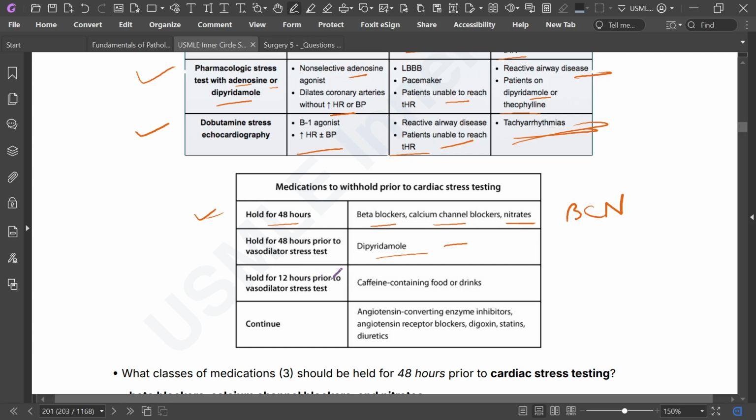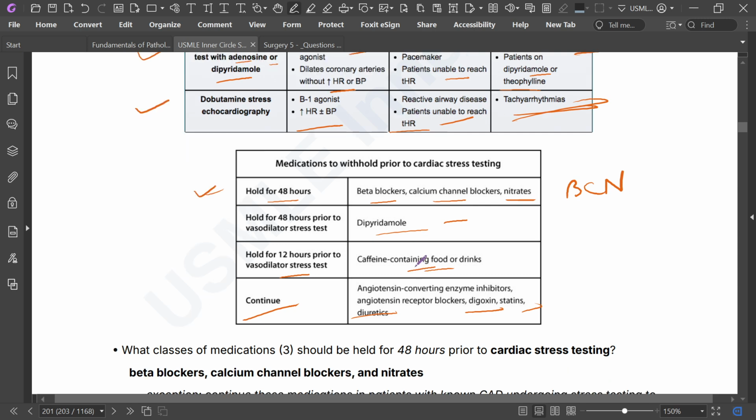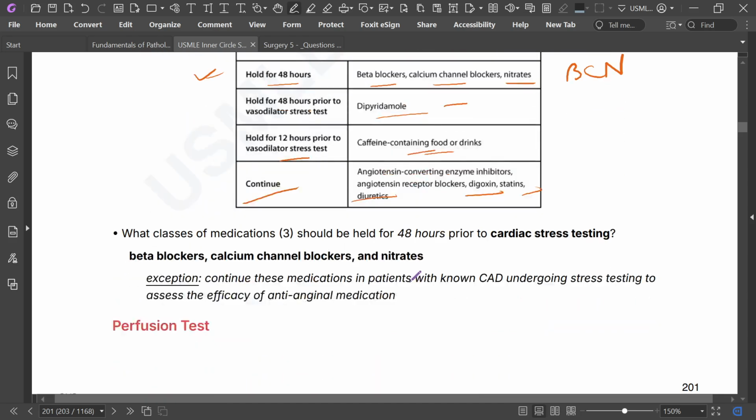Hold for 12 hours prior to vasodilator stress testing caffeine-containing food or drink. And the patient can continue ACE inhibitors, ARBs, statins, and diuretics. They should only hold the beta blocker and rate-limiting calcium channel blocker.